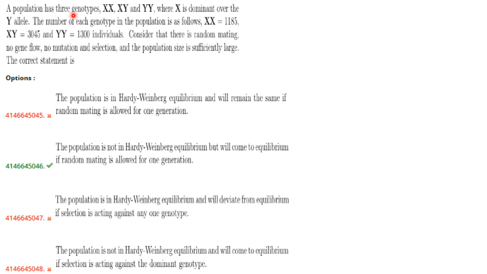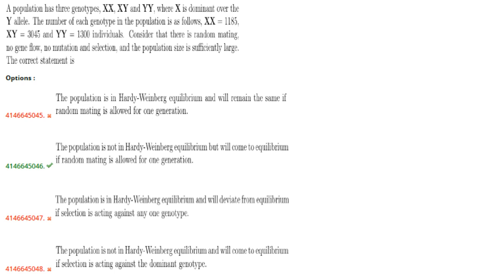Then next one. A population has 3 genotypes XX, XY, YY, where X is dominant over the Y allele. The number of each genotype in the population is as follows: XX 1185, XY 3045, YY 1300 individuals. Consider that there is random mating, no gene flow, no mutation and selection, and the population size is sufficiently large. The correct statement is. Now we have to apply the Hardy-Weinberg principles for this case, because they have told that there is random mating, no gene flow, no mutation, no selection, and the population size is sufficiently large.